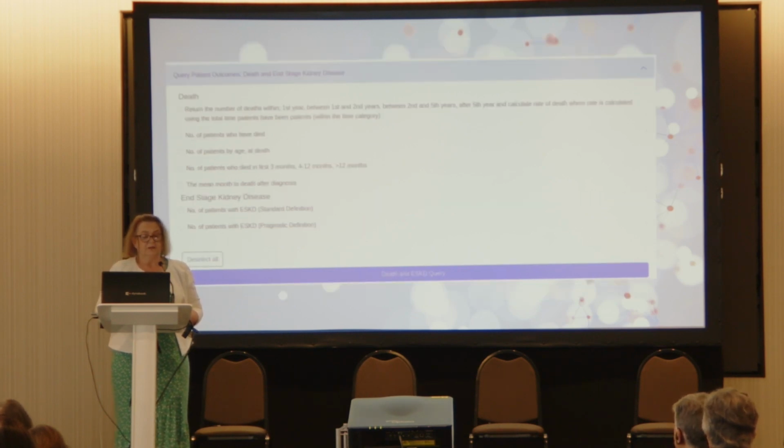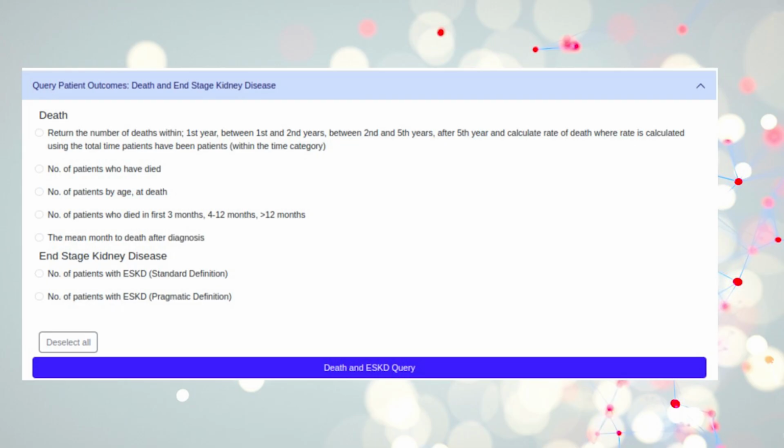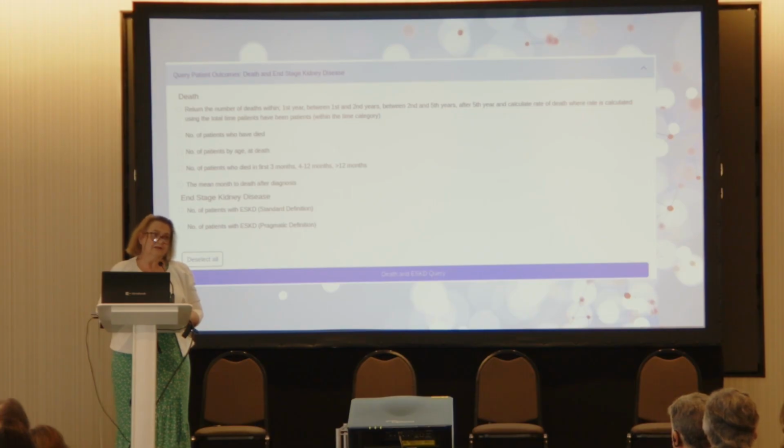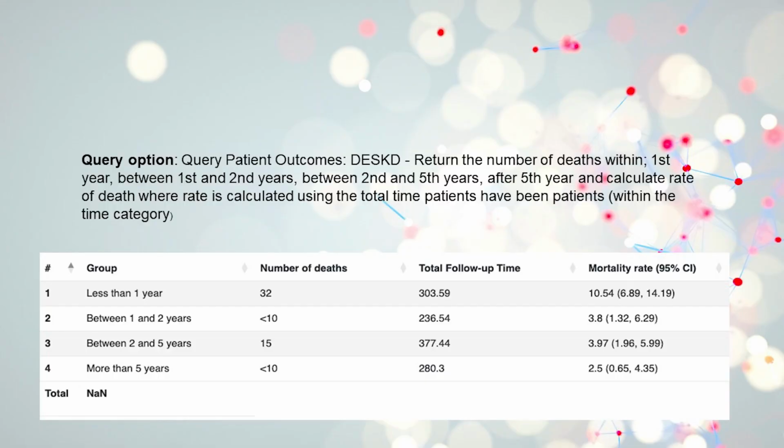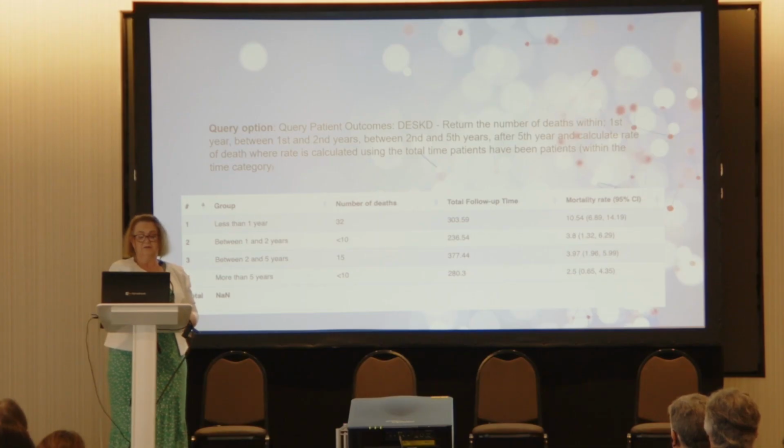Another query option would be death and end-stage kidney disease. I remember saying to the team, this is very morbid. For a patient, we're looking at death and end-stage kidney disease, but we do need these numbers. We do need these to be able to anticipate care. So this is an example of a query: return the number of deaths within the first year, between first and second years, between second and fifth years, and after fifth year. So you can see that it is divided up, like the group that we had identified the different times, the numbers of deaths, the total follow-up time, and then the mortality rate.